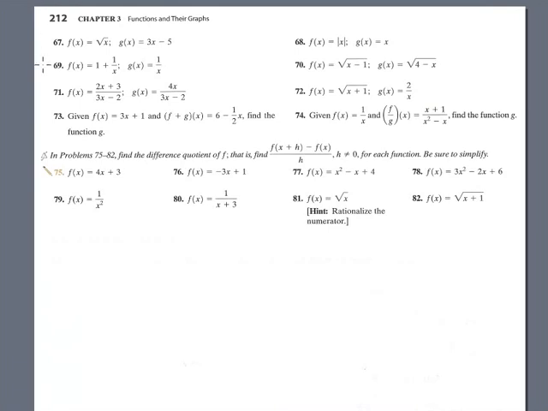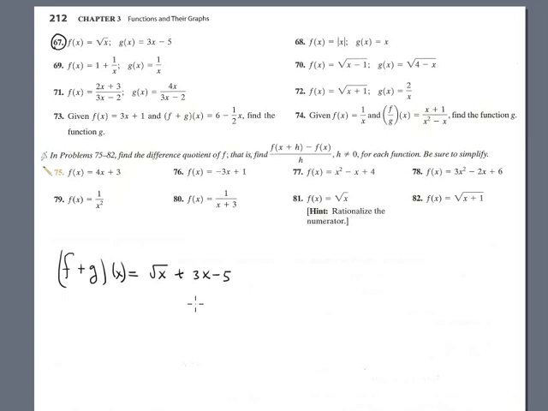Okay, let's do 67. Okay, in this case, for the given functions f and g, find the following for parts A to D, and find the domain. First of all, you compute f plus g of x. It's the sum, radical x plus 3x minus 5. That's the expression.